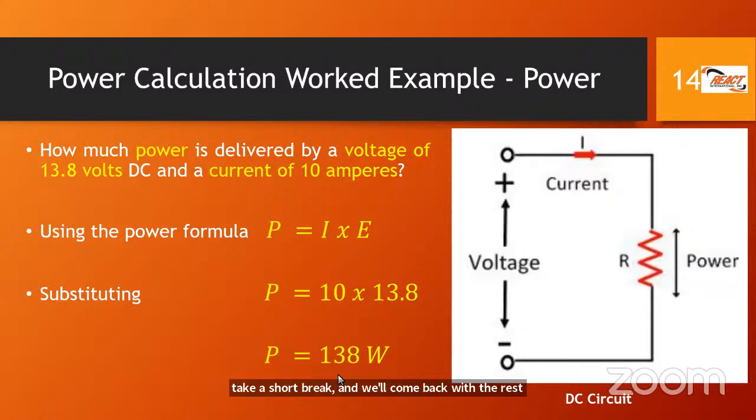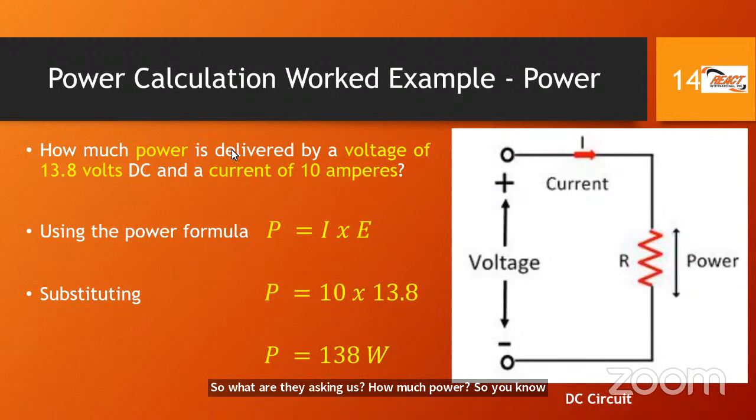Okay, so let's do a couple. So we're talking about power, and we just discussed that there's a formula to calculate the power. Once we know the current and the voltage, we can calculate power. So here's a worked example, and this is an actual question in your exam. So the question is, how much power is delivered by a voltage of 13.8 volts DC and a current of 10 amperes? So we have dissected this question a little bit by highlighting some of the key words in there. So what are they asking us? How much power?